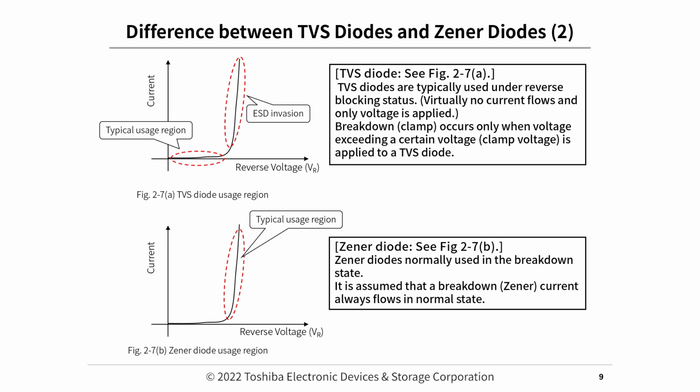Difference between TVS diodes and Zener diodes. 2. TVS diode, see figure 2-7a. TVS diodes are typically used under reverse blocking status. Breakdown occurs only when voltage exceeding a certain voltage is applied to a TVS diode. Zener diode, see figure 2-7b. Zener diodes are normally used in the breakdown state. It is assumed that a breakdown current always flows in normal state.